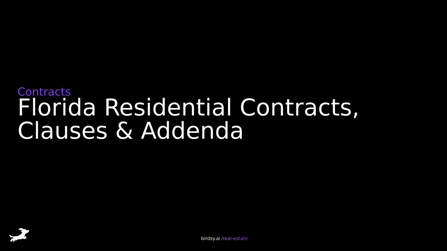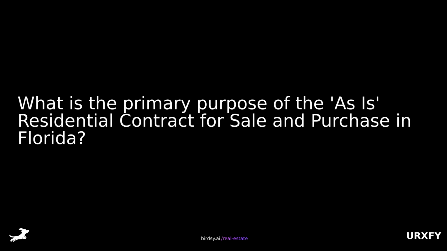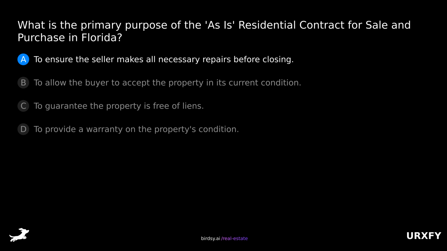Florida residential contracts, clauses, and addenda. What is the primary purpose of the as-is residential contract for sale and purchase in Florida? Is it A, to ensure the seller makes all necessary repairs before closing, or B, to allow the buyer to accept the property in its current condition? C, to guarantee the property is free of liens? Or D, to provide a warranty on the property's condition? The answer is B, to allow the buyer to accept the property in its current condition.